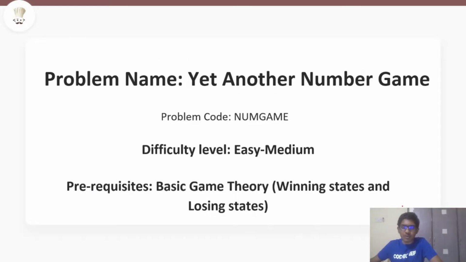So today's problem is called Yet Another Number Game, which is a game theory problem, as the problem name itself suggests. And this problem is an easy-medium problem. The only prerequisite you need is basic game theory. More specifically, you need to know only what winning states and losing states are in a game theory problem.